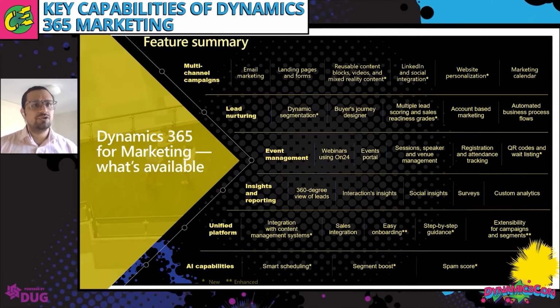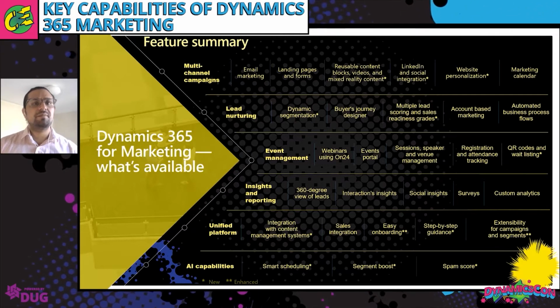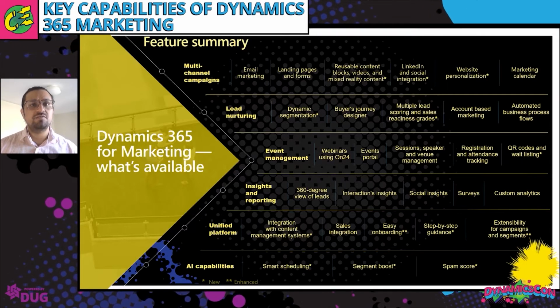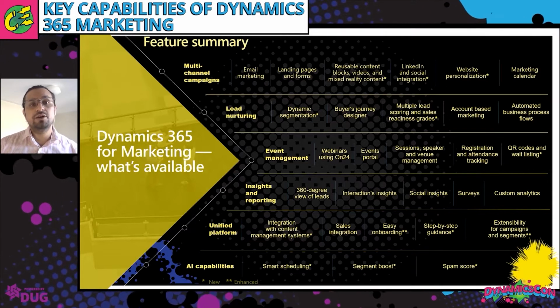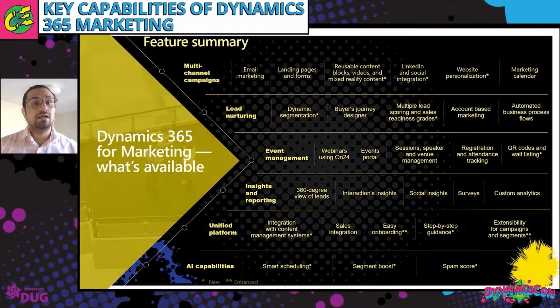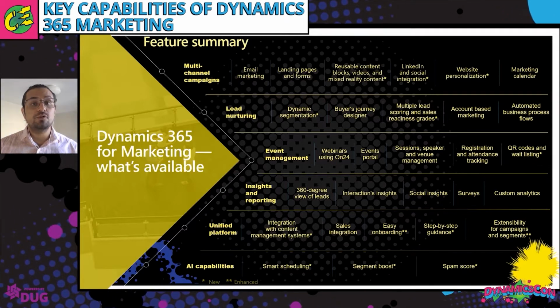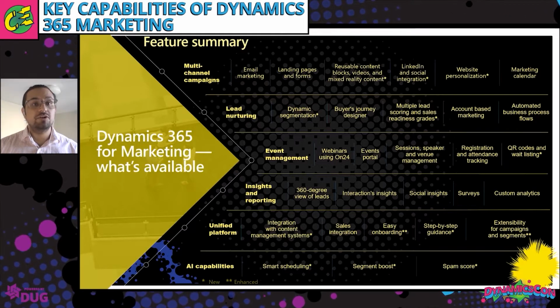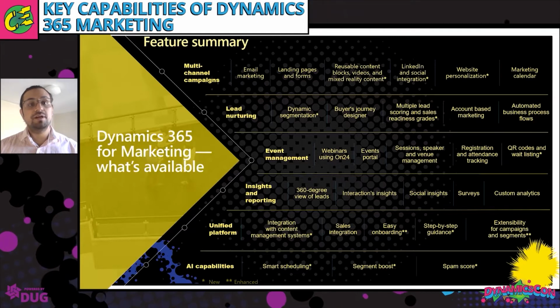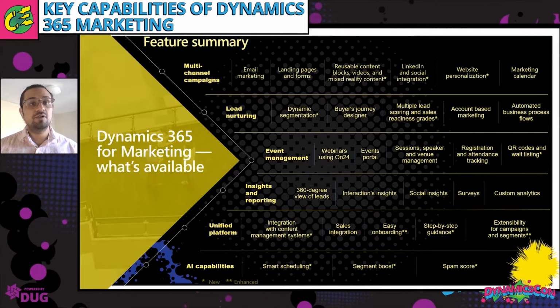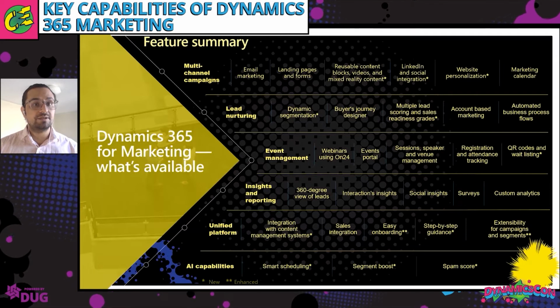Next is lead nurturing. We'll talk more about dynamic segmentation, what types of segmentation we have, and then how you can build your customer or buyer's journey. You can manage multiple lead scoring models and leverage those in the system. Automated business process flow. Those are a couple of core features of Dynamics 365.